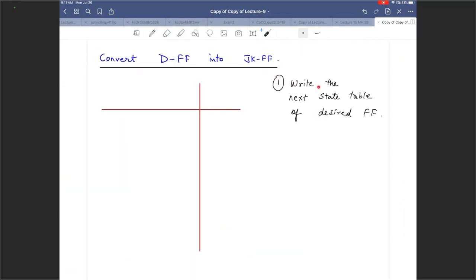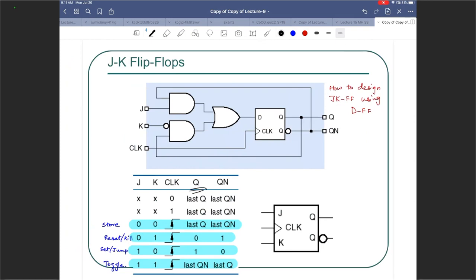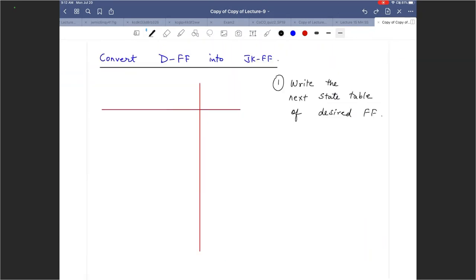All right, so I need to write the next state table of the desired flip-flop. Essentially saying that I need to copy this table, right? Essentially, I need to replicate this table next. So how do I do that? Well, let's just say I have J over here, K over here, old output here, and then the new output over here. J and K and Q. Q is what? Your previous output. Q plus is what? Your new output, right? Next state, current state.